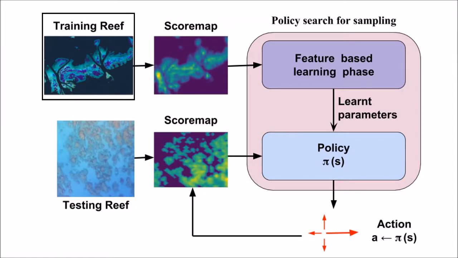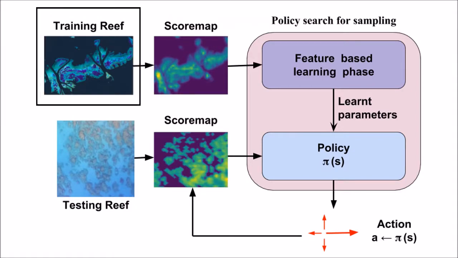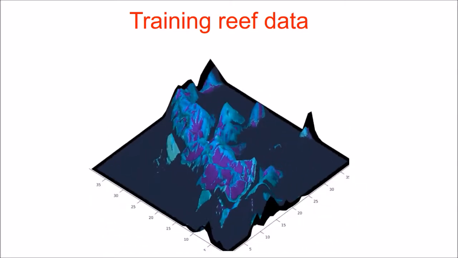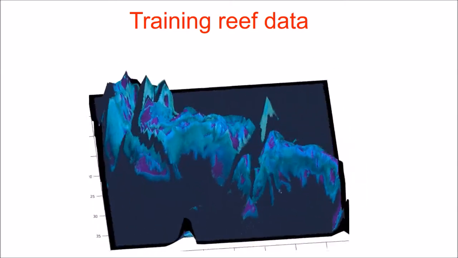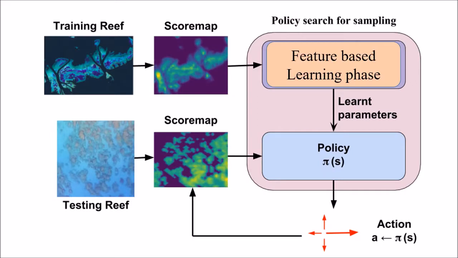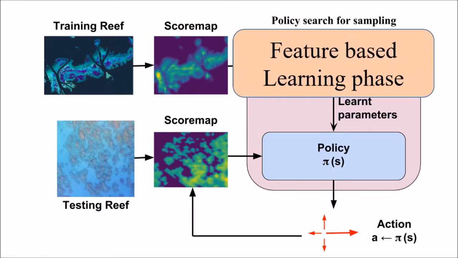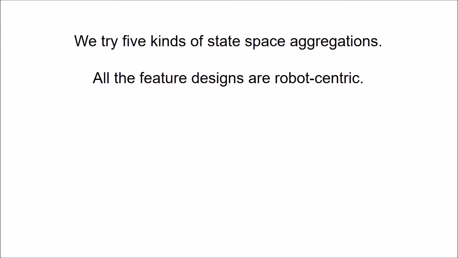The block diagram gives an overview of our approach. We train our policy-based sampling algorithm with the score map computed as a multispectral function of the satellite image of a reef. During the learning phase, we introduce 5 kinds of state space aggregations. All the representations are robot-centric.